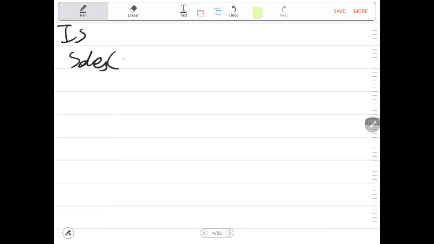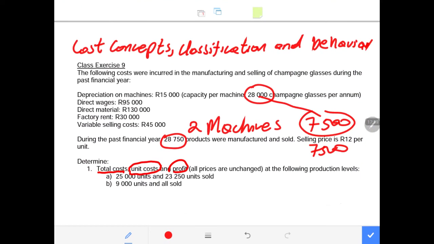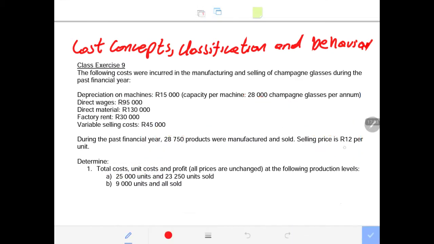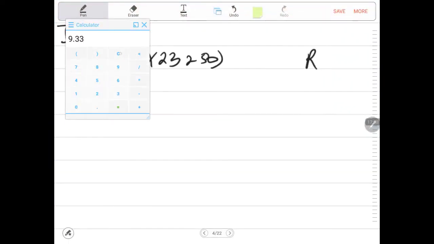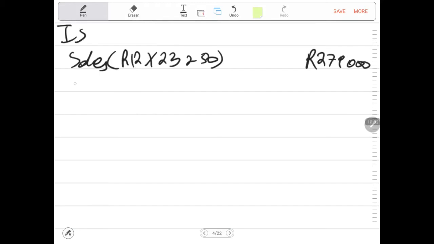And we say sales. And remember, our selling price remains unchanged. 23,250 is the number of units that were sold. They said that all other information remains unchanged, meaning the selling price is 12 rand per unit. And they say all prices remain unchanged. And don't forget that they can tell you that the selling price may be increased by 10%. Therefore, you'll have to increase that selling price by 10% before you can do your calculations. So we produced 25,000, we sold 23,250. Now we have our sales, meaning 12 rand by 23,250, which is 279,000. That is our revenue.